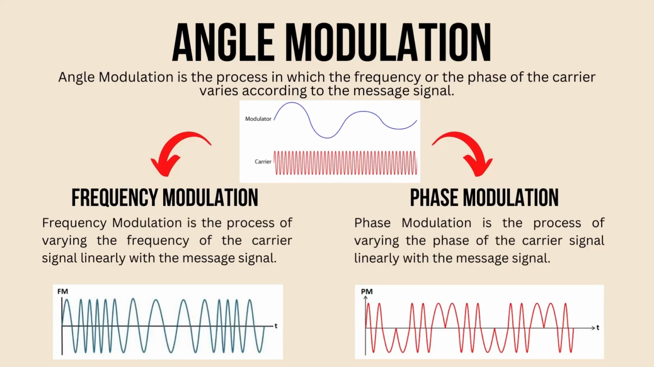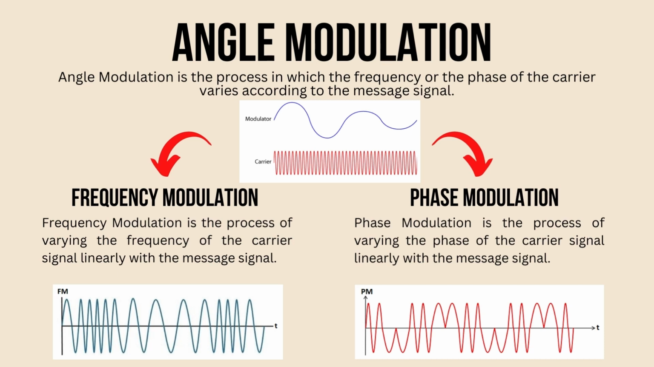Hi everyone, I'm Billy. I'm going to explain angle modulation. Angle modulation is the process in which the frequency or the phase of the carrier signal varies according to the message signal. This is further divided into frequency and phase modulation.